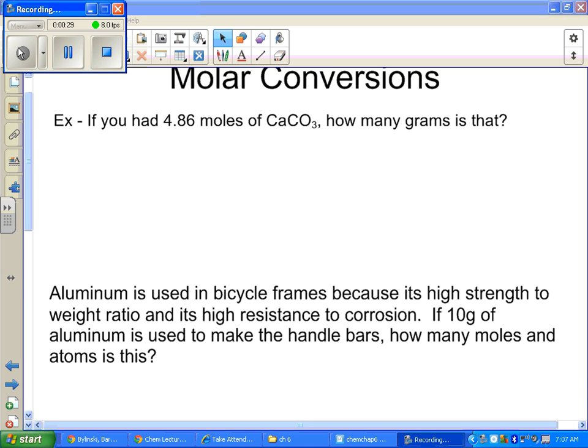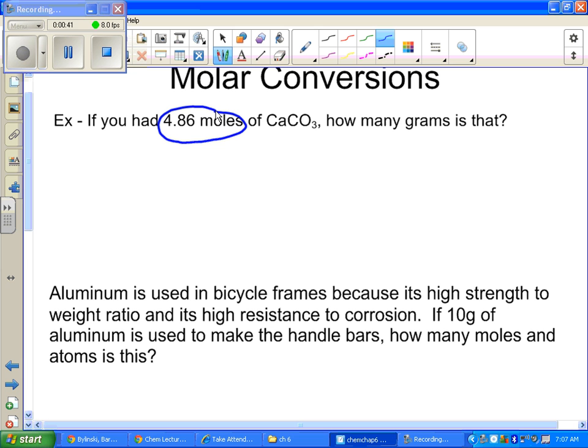Alright, the first thing you need to do is identify the number that's been given to you. So I see 4.86 moles of CaCO3, or calcium carbonate. What you want to do is write that down. Notice I can just put MOL instead of MOLE. It's not much, but it is an abbreviation, so you can use it. Draw the scheme.